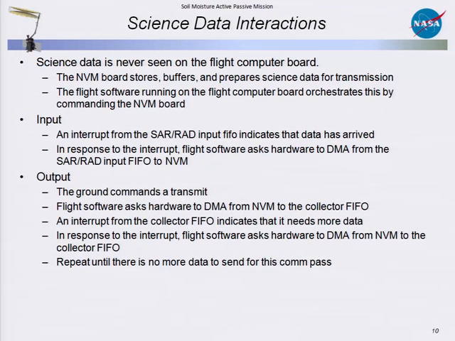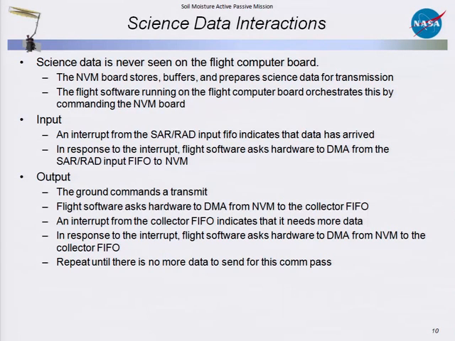So X-band will start basically clocking data out of the FIFO. When it gets below a certain level, the FIFO within the NVM board will give an interrupt. The interrupt goes from the NVM board to the flight computer. Flight computer sees we need to get more data into the collector FIFO, and so in response, it will request a DMA. And so the process repeats and repeats.